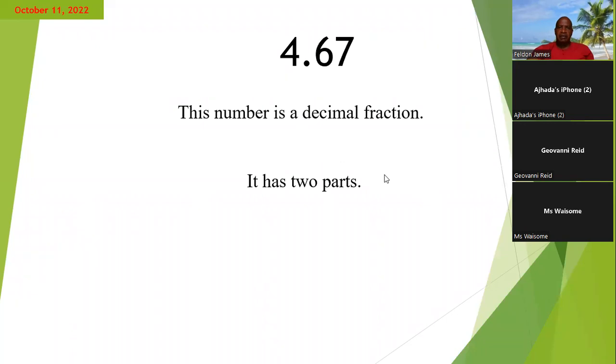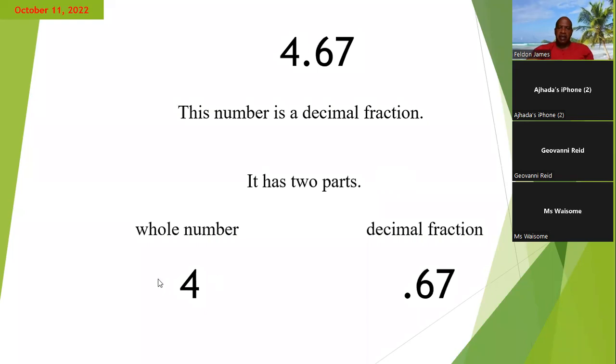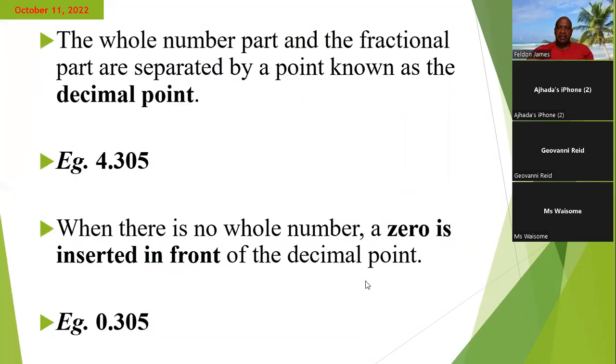All right, so we get the hang of what a decimal is. So you have a whole number part and you have the fractional part. Now, the whole number part and the fractional part are separated by a point known as the decimal point. Now, there are times when we don't have any whole number part. So if there's no whole number part, we always insert a 0 in front of the point, all right? So we put a 0 in front of the point.